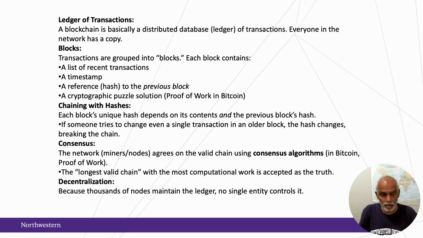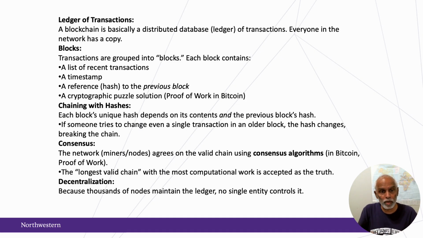The consensus. What does consensus mean here? The network, miners and nodes, agrees on the valid chain using a consensus algorithm. In Bitcoin, it's called proof of work. So that's what is also connected to the cryptographic puzzle solution. The longest valid chain with the most computational work is accepted as the truth.